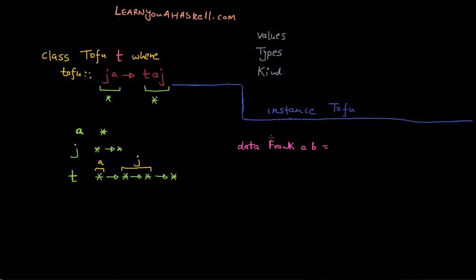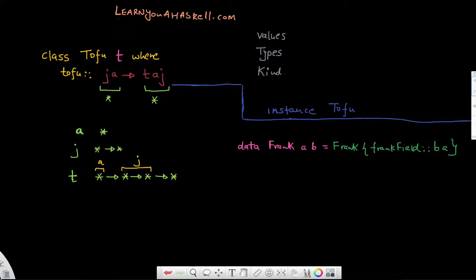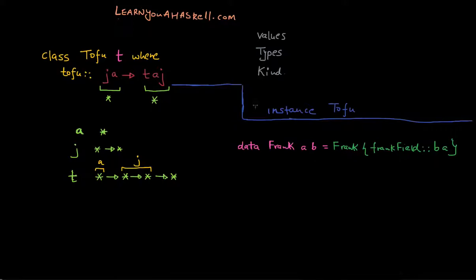For my value constructors, I'm going to say it just has one value constructor with the name Frank as well. And the field inside here is Frank field, and the type of this is actually b a. All right, so this is the type that I've just created, and let's see if I can figure out what the type signature is for my value constructor Frank.